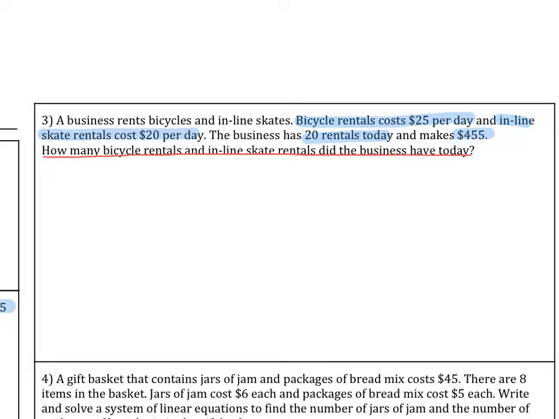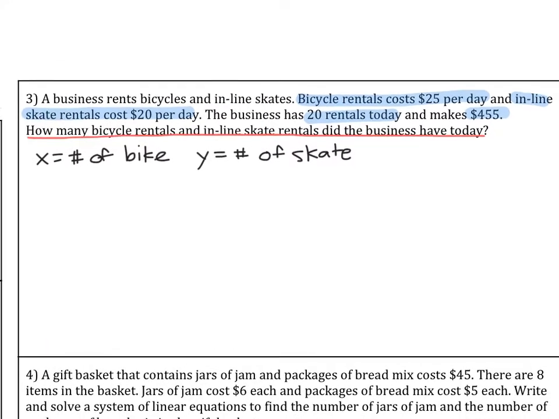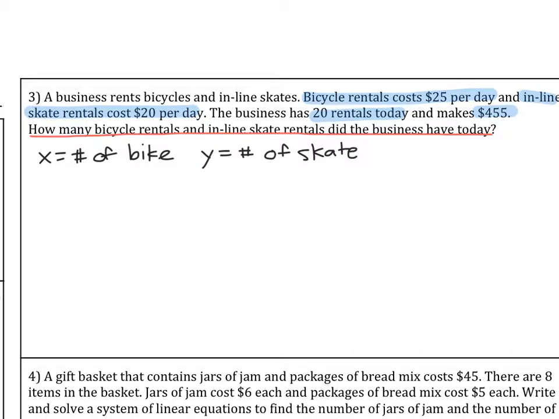So remember, our question will help us define the variables. They ask how many bicycle rentals. So let's say x equals number of bike rentals. And they ask how many inline skate rentals. So let's say y equals number of skate rentals. Okay, so now we need to make our system of equations. So first here it says that there are 20 rentals today. So some of those rentals are bikes, some of those are skates, and if you add them up, it should equal 20. So we can say x plus y equals 20.